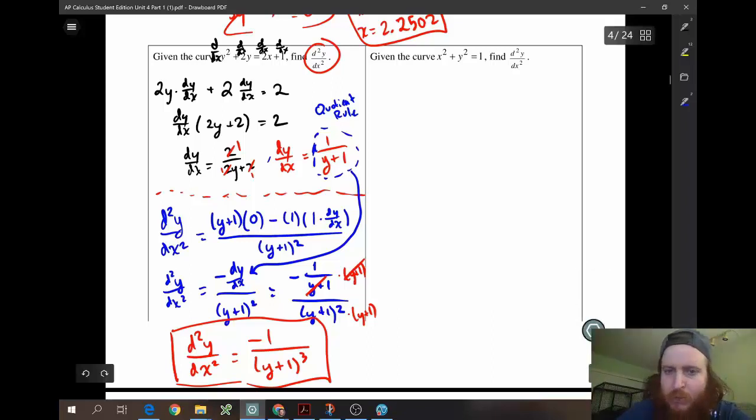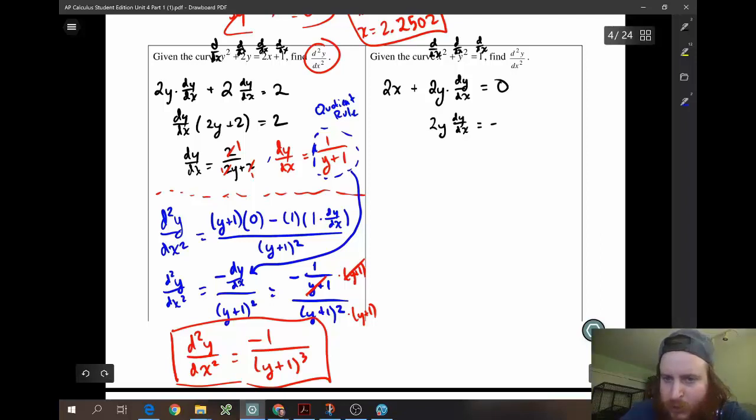Same process, right? We're going to do that second derivative, so we're basically going to do it twice and plug in. First is just doing it normally. Derivative of x squared, 2x. Derivative of y squared, 2y times dy/dx, equals derivative of 1, which is 0. So let's move the 2x over. 2y dy/dx equals negative 2x. And if you want to cancel out your 2's, you can. Divide, dy/dx equals negative x over y.